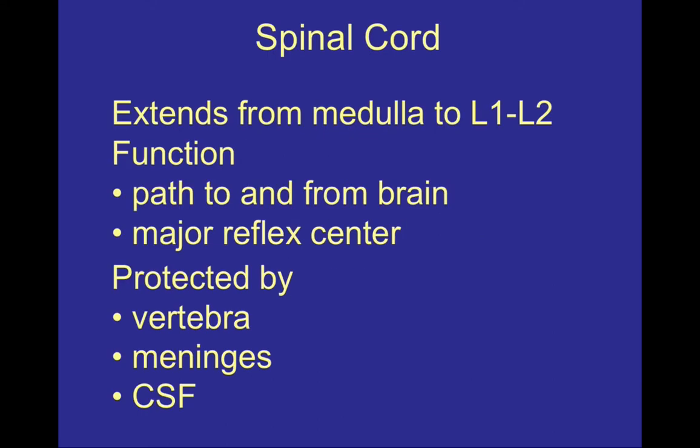The spinal cord serves two major functions for our body. The first function is simply a pathway to and from the brain. The spinal cord is a direct route for the nerves that are found in our arms and our legs to bring sensory information up to the brain, and it also serves as a route for motor stimuli from our brain to travel out and affect our skeletal muscles in the arms and legs.